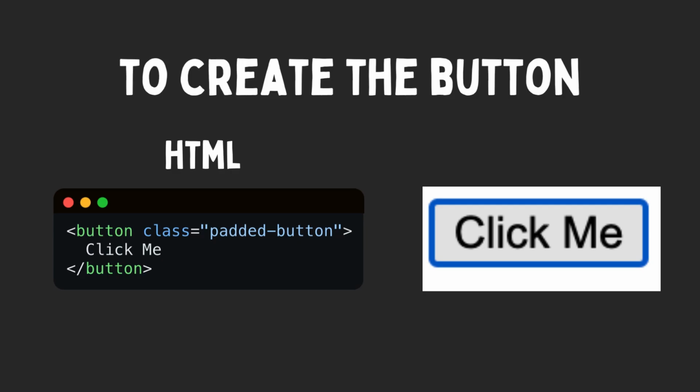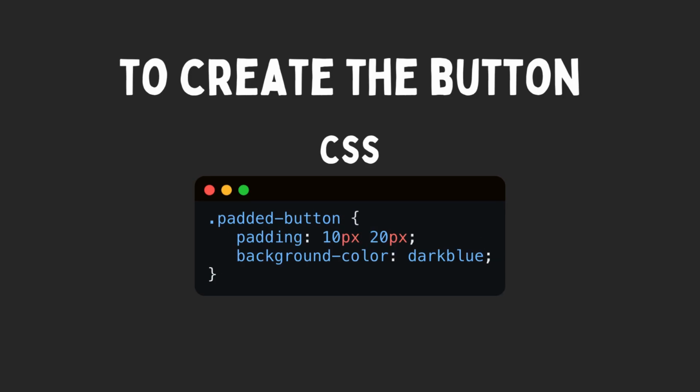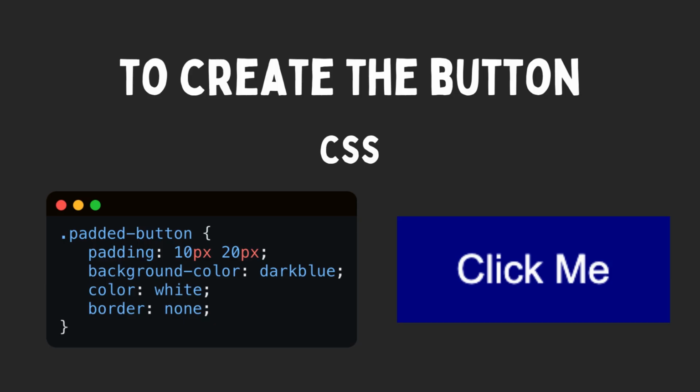Let's create a button with padding. To create this button, we first add the button element to the HTML with a class of padded button. We then target the class and give it a padding of 10 pixels top and bottom and 20 pixels left and right. We'll give the button a background color of dark blue, text color of white, border of none, and cursor pointer.